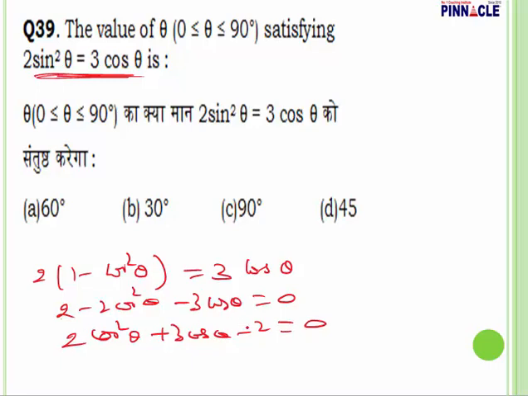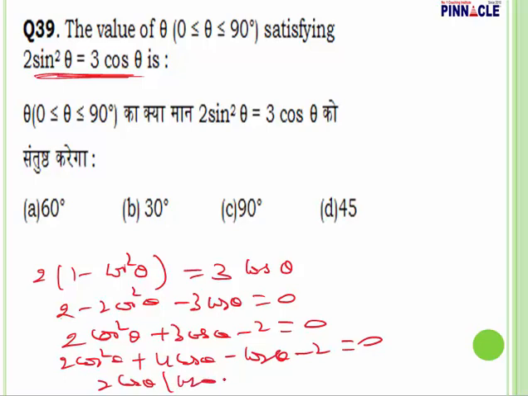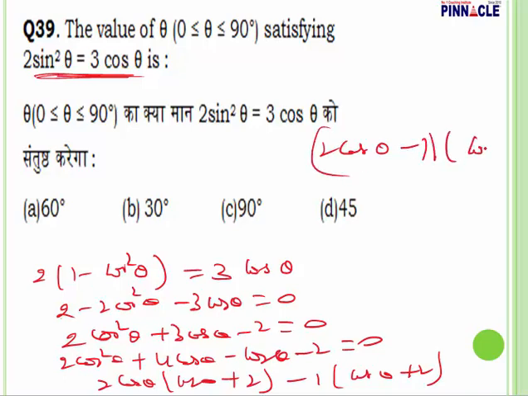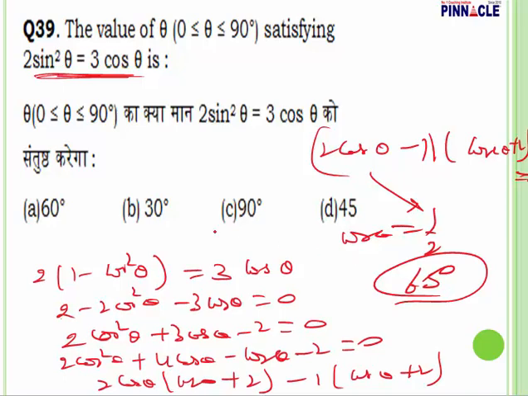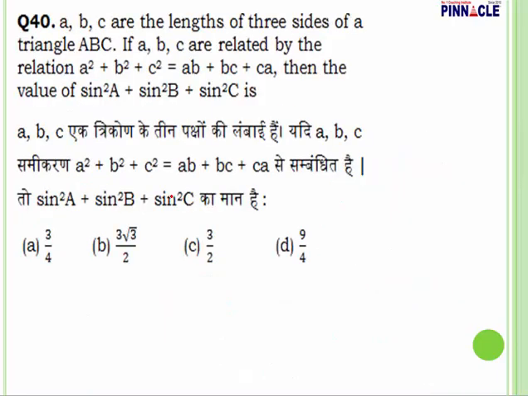So 2 into 2, 4. It means 2 cos square theta plus 4 cos theta minus cos theta minus 2 is equal to 0. 2 you can take common: 2 cos theta minus 1 and cos theta plus 2 is equal to 0. The equation will become cos theta is equal to 1 by 2 from this. So cos theta is 1 by 2, which means theta is 60 degrees. Answer is A.